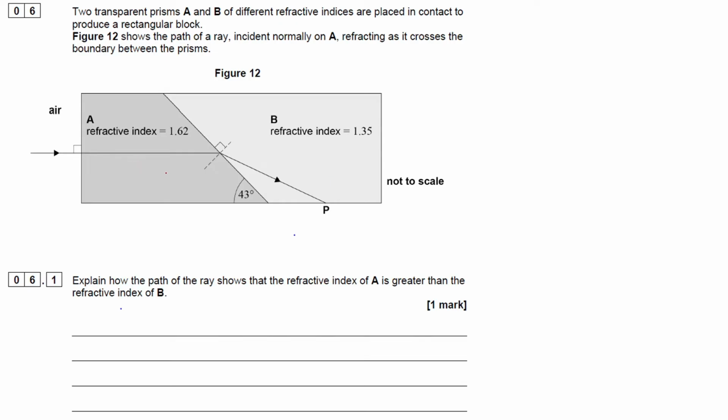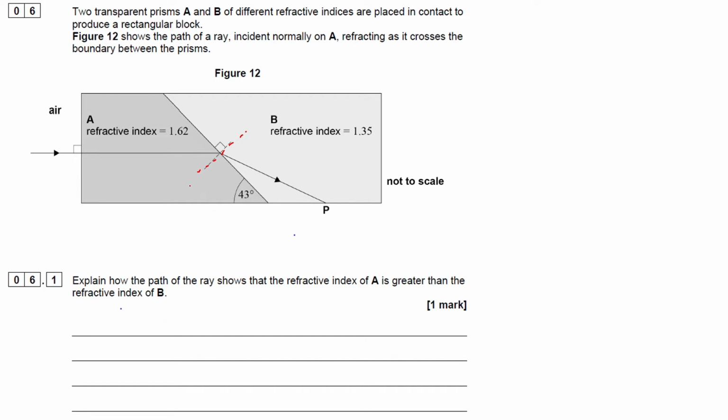In this video we'll go through question 6 in June 2022, paper 1. So we have a diagram with refractive indices for different materials A and B. They're shown in the diagram, and we have one of the angles given, but it's not shown anywhere where it's useful, where this normal line is. But anyway, looking at the question, we need to first explain how the path of the ray shows that the refractive index of A is greater than the refractive index of B.